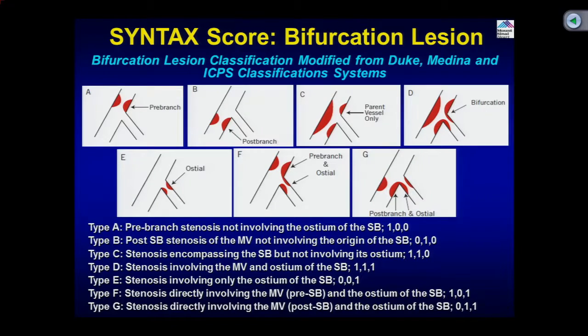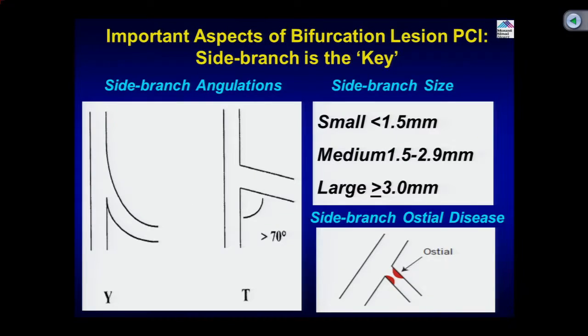Now clearly for bifurcation, we know the simple classification which has now been incorporated in the SYNTAX, modified from the Medina, Duke and ICPS classification. It basically tells you where the lesion is, but I also just want to say that many times we may start with a particular type of bifurcation, let's say type A, where the lesion is proximal. You do a balloon dilatation, you block the distal vessel or the side branch, so A then rapidly becomes D during the case. So we always have to be aware that the lesion does change during the intervention.